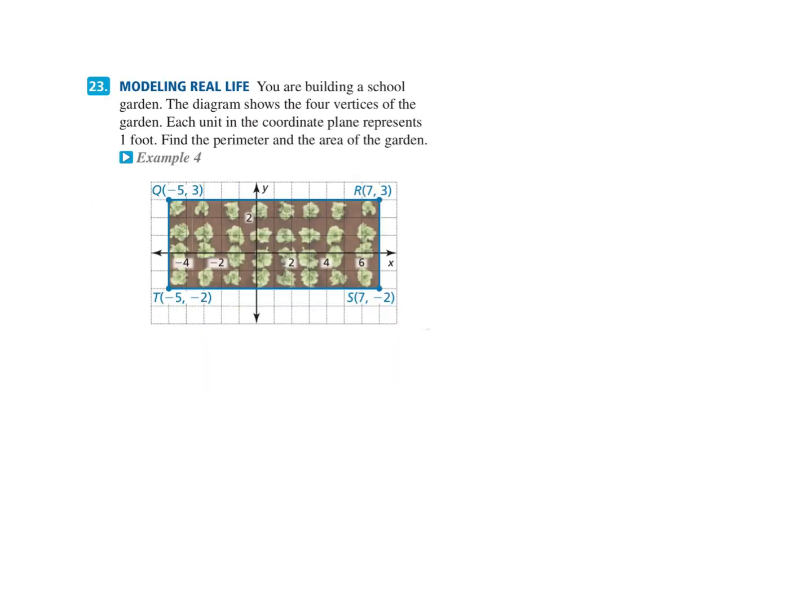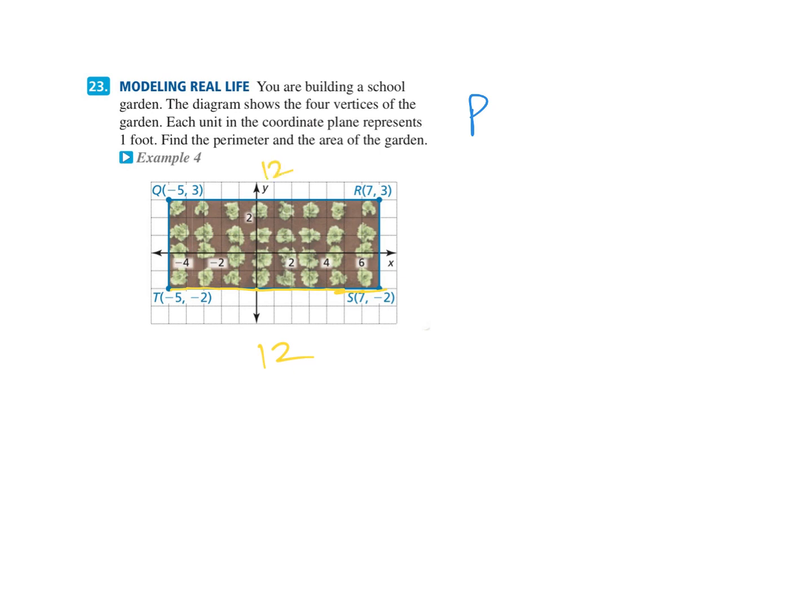Going on. Number 23. You're building a school garden. The diagram shows the 4 vertices of the garden. Each unit in the coordinate plane represents 1 foot. Find the perimeter and the area. All right, perimeter. Well, the perimeter goes from one point to the next. So let me change this to yellow here. So we can count or you can subtract. So 1, 2, 3, 4, 5, 6, 7, 8, 9, 10, 11, 12. And this would be 12 up here.